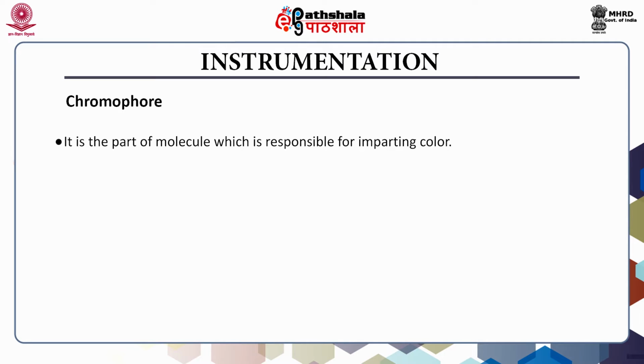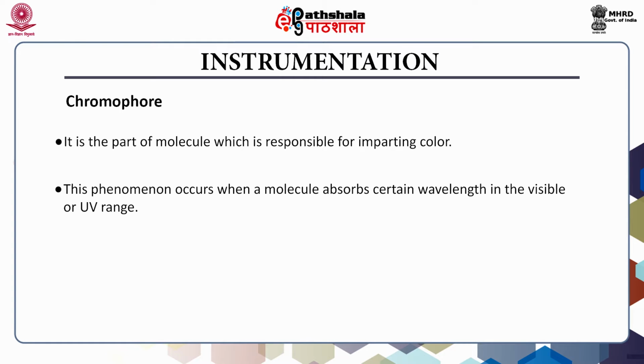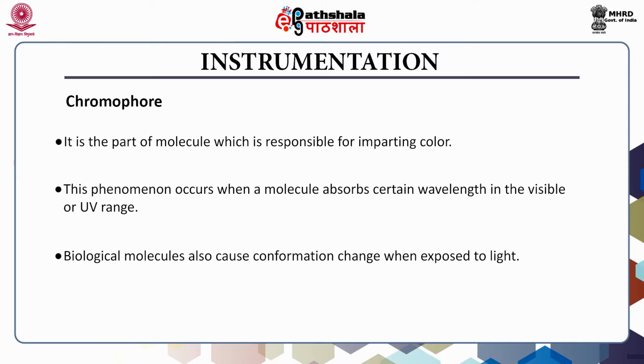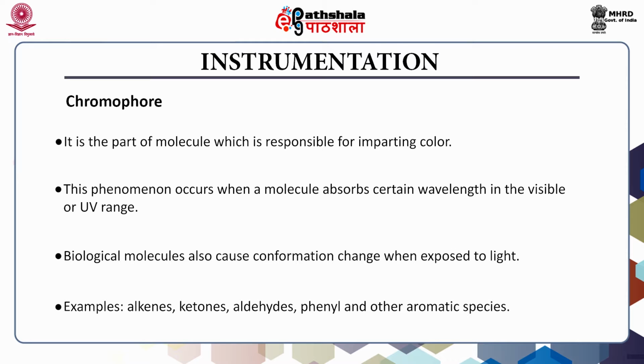Chromophore is the part or moiety of the molecule which is responsible for imparting color. This phenomenon occurs when a molecule absorbs a certain wavelength in the visible range and is promoted to the excited state. Also, the absorption can occur in the UV range. Biological molecules also cause conformation change when exposed to light. Examples include molecules or compounds that have unpaired electrons or unsaturated bonds which can absorb the radiation, such as alkenes, ketones, aldehydes, phenyl and other aromatic species.